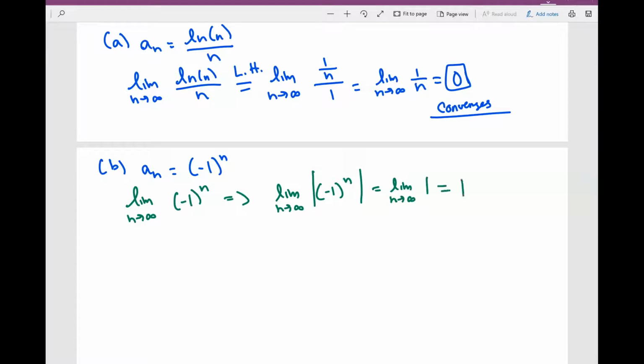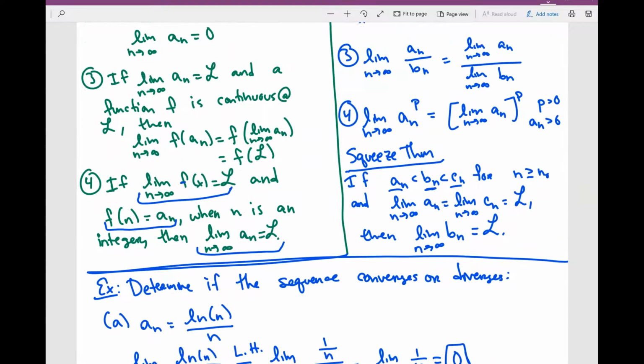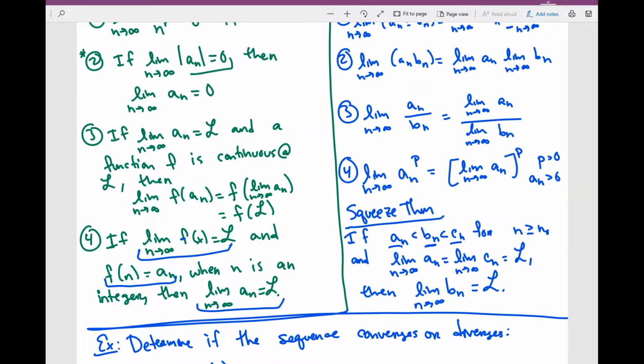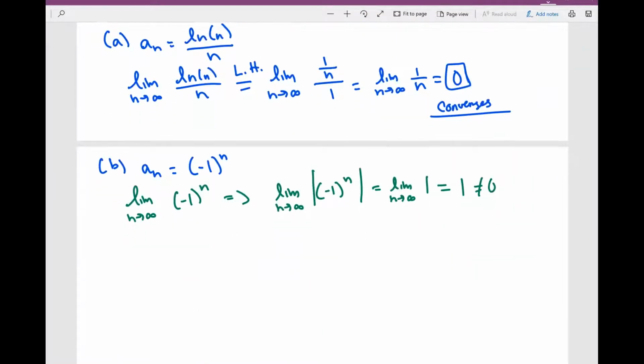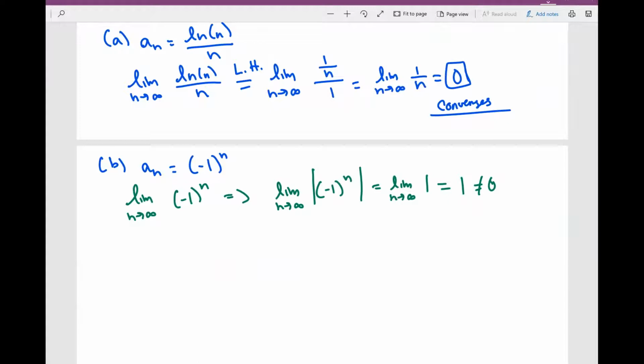So the answer is just going to give me 1, which is not equal to 0. Notice that this is not equal to 0. So therefore, the limit doesn't exist here. So this is a DNE. Okay, so this diverges. And even without doing the problem, you can kind of see what happens. If I plug in 1, I'm going to get negative 1. Then when I plug in 2, you're going to get a 1. Then negative 1, then 1, then negative 1, then 1. Notice that this is not getting closer and closer to a number. It's just alternating back and forth.